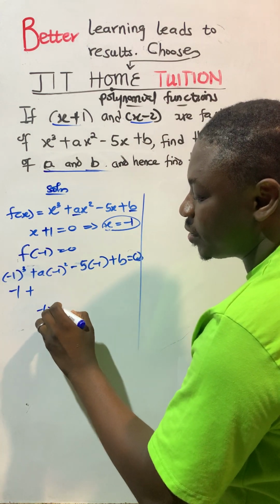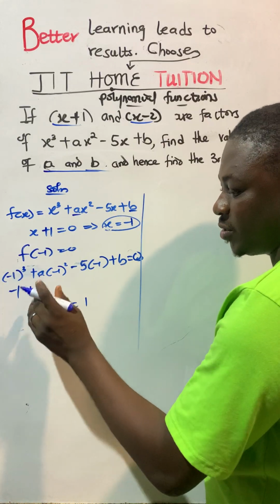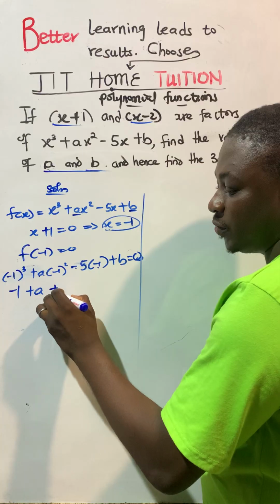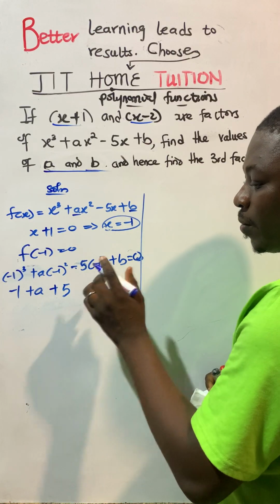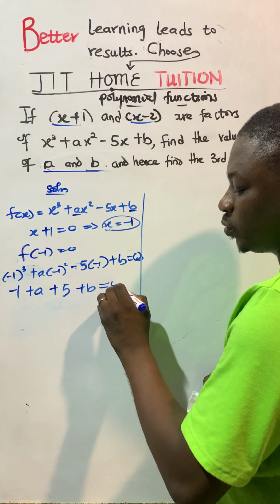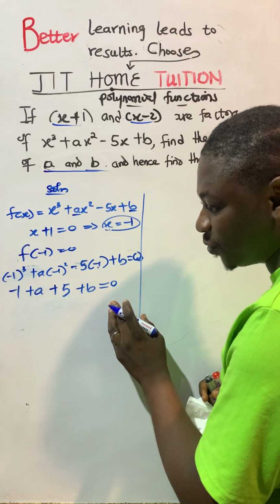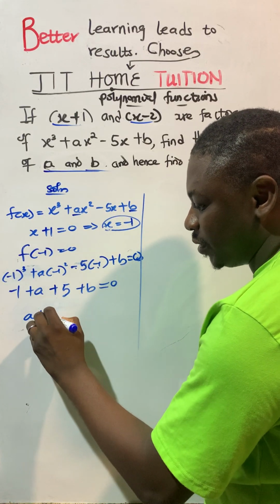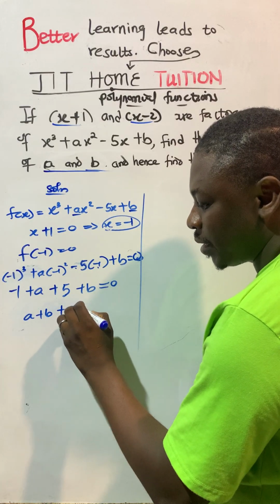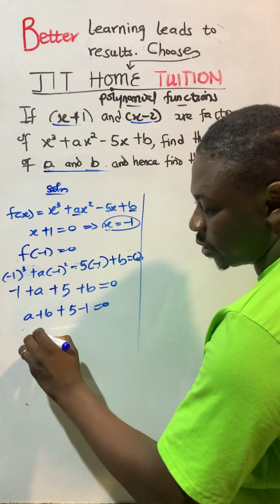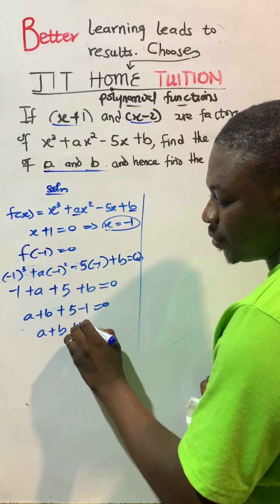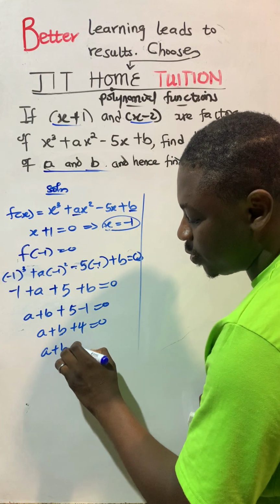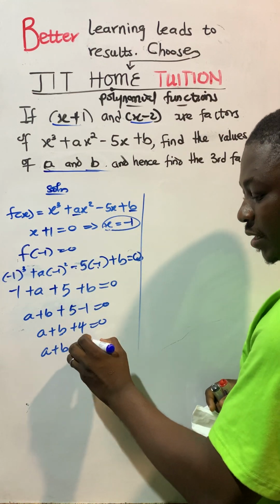Then this one, -1 times -1 will give you positive times a. You have positive a. Negative times negative will give you positive, so you have plus 5. All right, then you have plus b equal to 0. I hope you are following. So now let's look at something over here. You have a plus the b here. Okay, plus 5 minus 1 equal to 0. a plus b plus 4 equal to 0. You have a plus b equal to, this one will move to the other side, giving you -4.